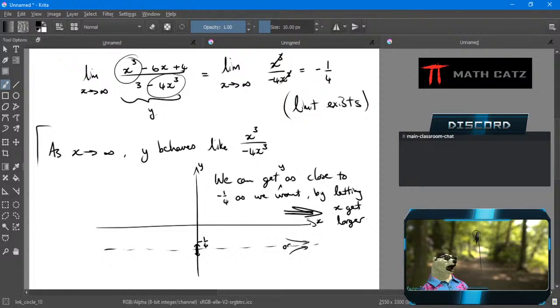Someone else might say, no, no, no, I want to be within 0.000001. Sure, I just need x to be bigger, and eventually it'll get as close as I want. It'll never get there. It's a behavior. It's not an equal. The y value for large x values won't be equal to negative 1/4. It's just going to get as close as I could possibly want it to be, and then closer, the further out x goes. Okay, let's just have a little pause here and see how that feels.